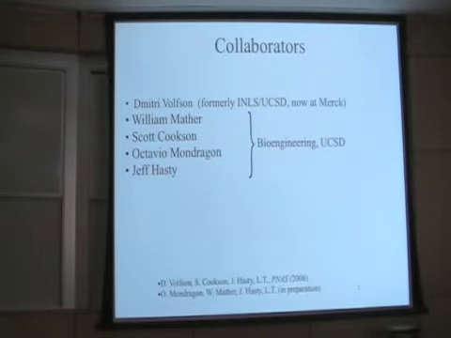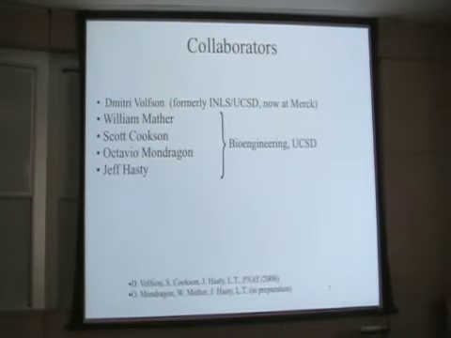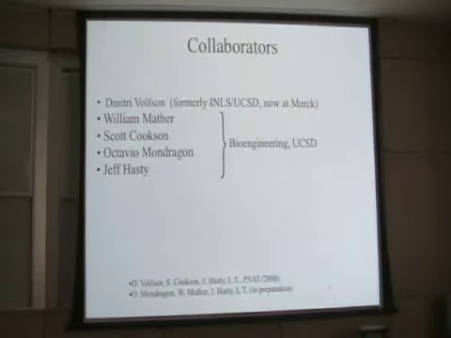Some of the work was done in collaboration with Vichy Wolfson, who was a postdoc at INLS with me, and another theoretical postdoc, William Mather, who is currently at Bioengineering, and two experimentalists, Scott Huxon and Octavio Mondragon. And these are some references. One paper was recently published in PNAS on the first part of my talk, which is related to ordering of populations and the streaming. We are preparing the other paper right now.